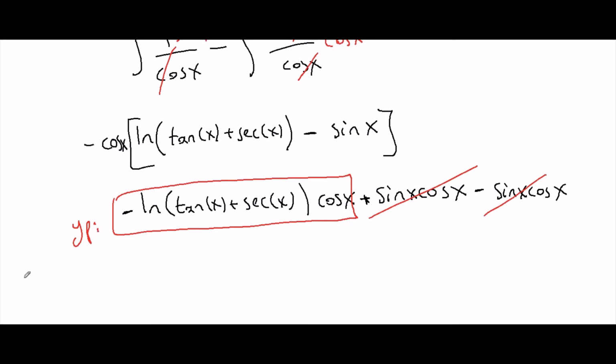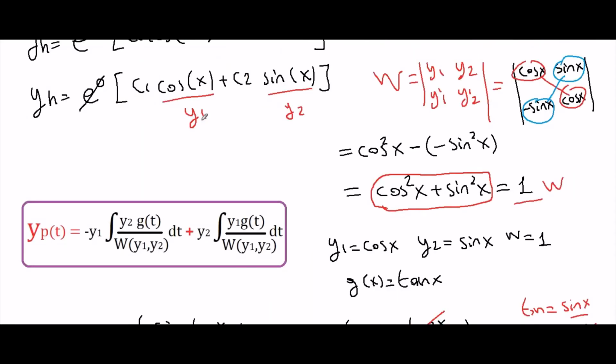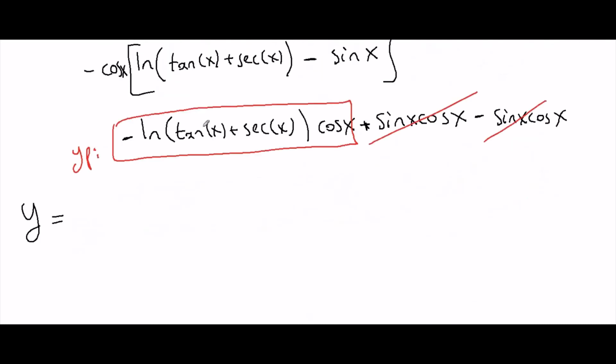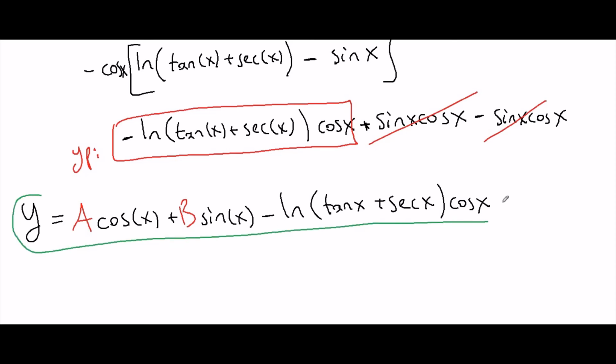So this is our y particular. So our general solution will be y homogeneous, which is c1 cosine x plus c2 sine x. You can use A and B if you would like instead of c1 and c2. A cosine x plus B sine x minus ln of tangent x plus secant x times cosine x. So this is our solution for this differential equation.